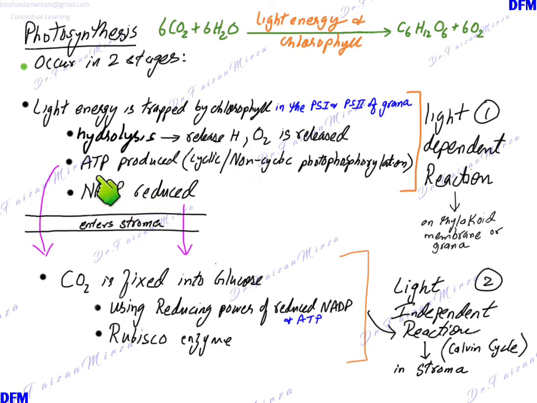ATP and reduced NADP are already in the stroma because they are produced in the stroma. They do not really enter the stroma. From there they are used in the light independent reaction where carbon dioxide is fixed into glucose. First triose phosphate and then glucose. It uses the reducing power of reduced NADP and ATP. A very important enzyme, Rubisco, is used for this process where carbon dioxide is fixed into sugars. The light independent reaction, which occurs through the Calvin cycle, occurs in the stroma. That's it from my side. Thank you so much.